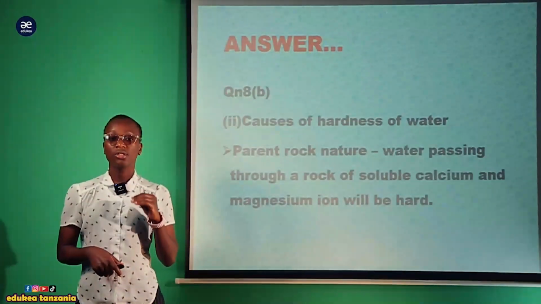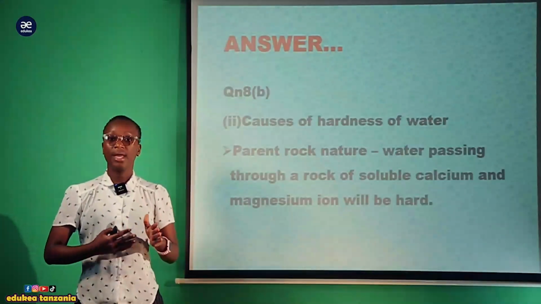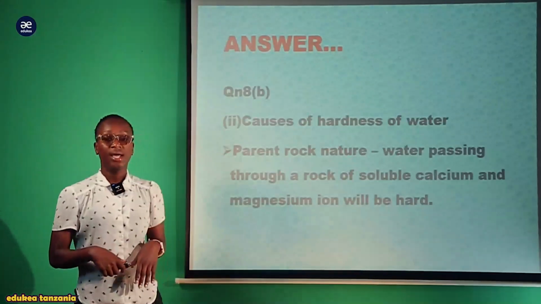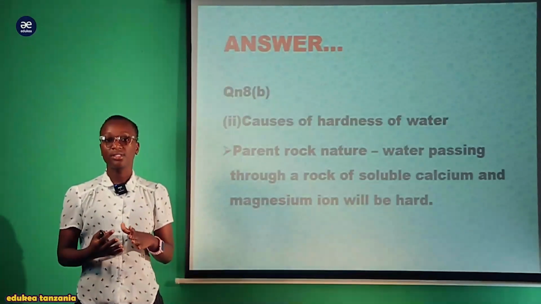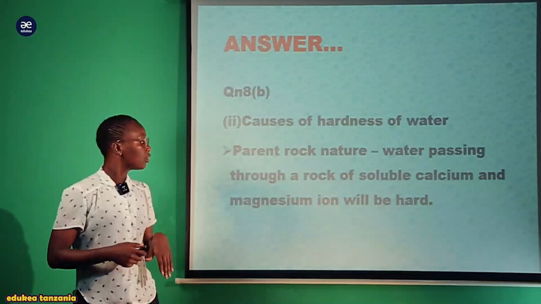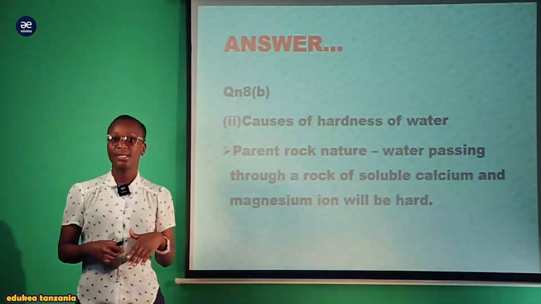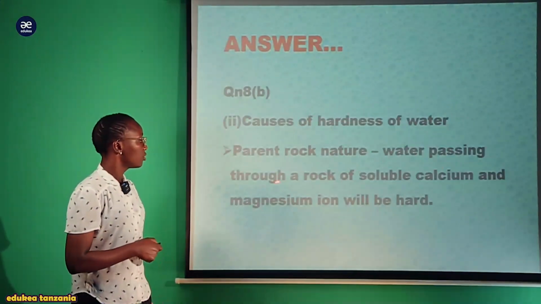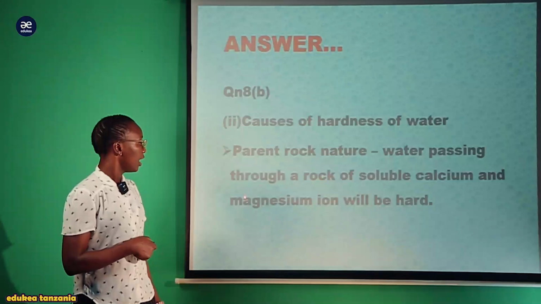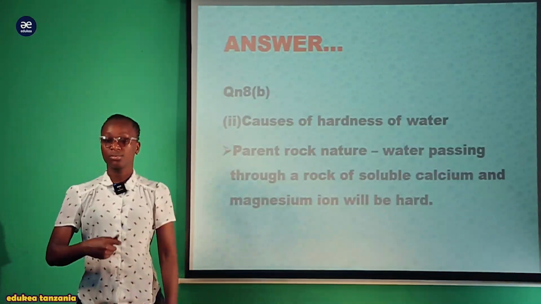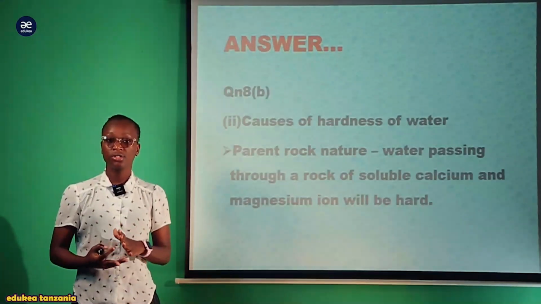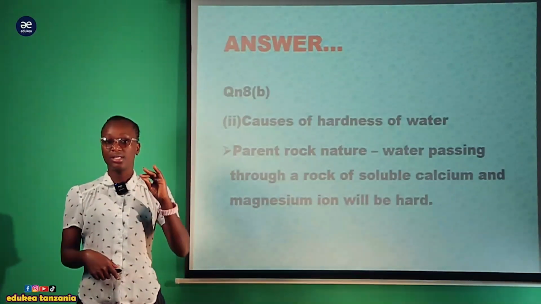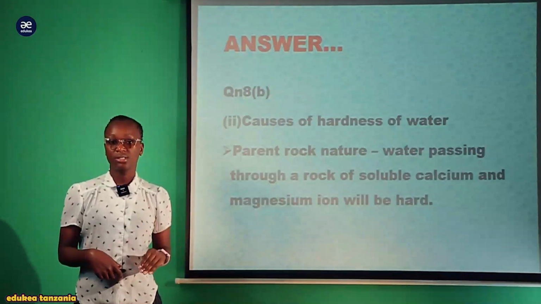Tunajua kwamba when we talk about parent rock nature, the rock can be acidic or basic. So if this parent rock nature is made up of maybe the hard rock nature or the soft rock nature, it influences the formation of hardness of water. For instance, water passing through a rock of soluble calcium and magnesium ions will be hard. Kwa sababu tunajua the hardness of water is caused by the presence of this kind of element, calcium and magnesium, regardless of whether it is temporary hardness or permanent hardness of water.